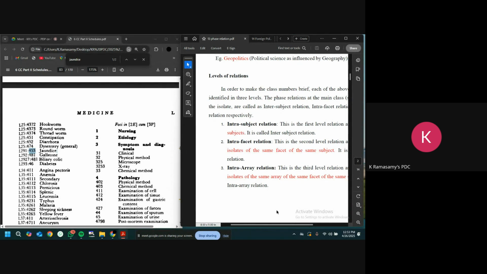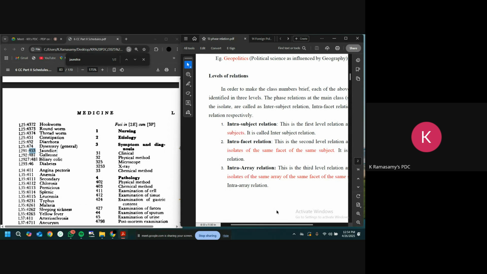Okay, fine. Then let us come within the BLSC class. One side boys are sitting, other side girls are sitting. In the boy side, a boy who is sitting in the first row and a boy who is sitting in the fourth row are fighting. That is called intra-facet phase relation. Within one subject, any two isolates of a personality, matter or energy are having a relationship. That is called intra-facet phase relation.